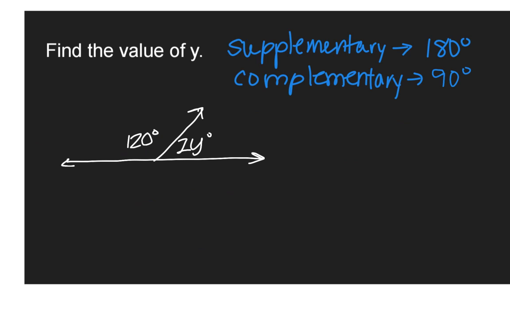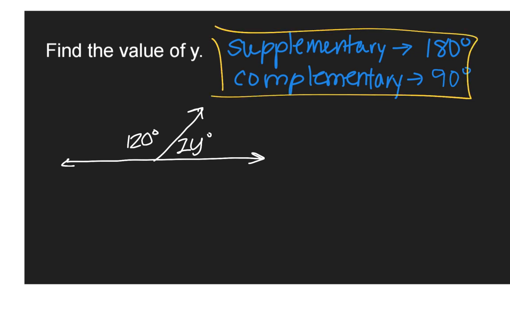All right, so the next question says find the value of y. In this question, we're dealing with some angles, and it's maybe been a while since we've talked about this stuff. So here's a quick refresher on complementary and supplementary angles. Supplementary angles are going to be angles that add up to 180 degrees. Complementary angles are going to be angles that add up to 90 degrees. It wouldn't be a bad idea to write that somewhere in your notes if you don't remember that.